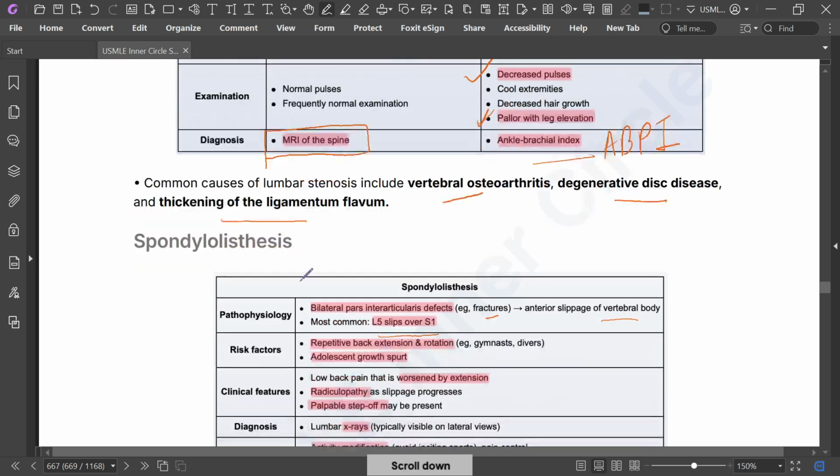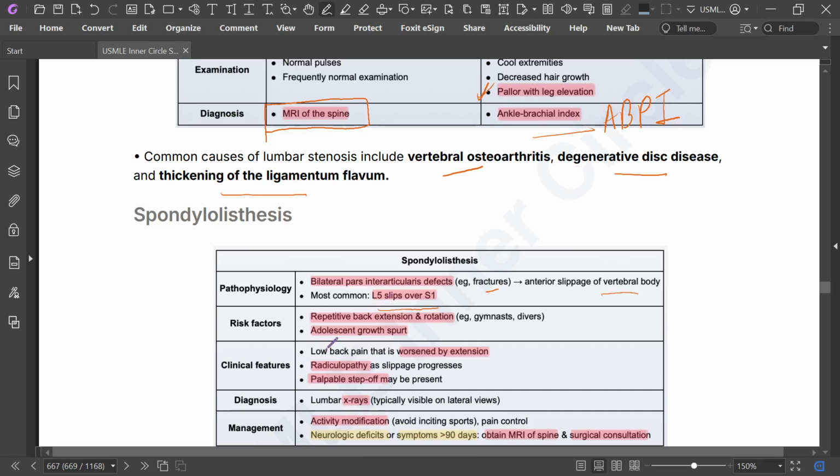It is caused by repetitive back extension and rotation, and happens in gymnasts and divers, and during the adolescent growth spurt. Clinical features: low back pain that is worsened by extension. There is radiculopathy as slippage progresses, and a palpable step-off sign may be present.